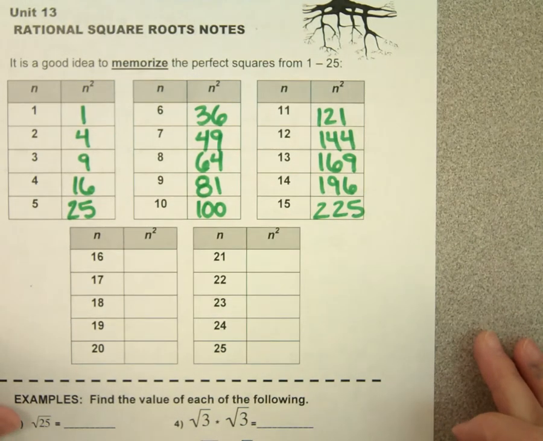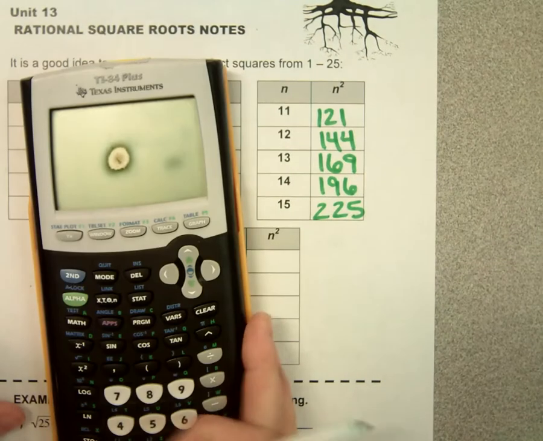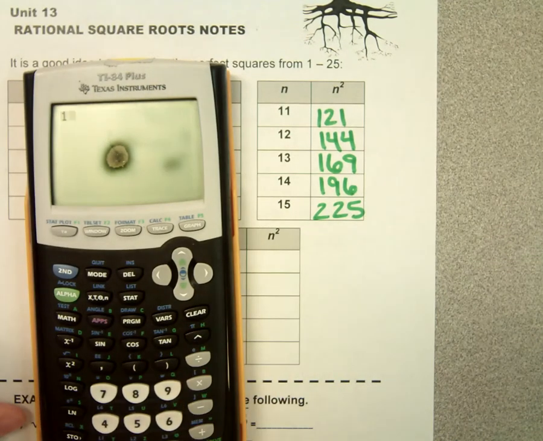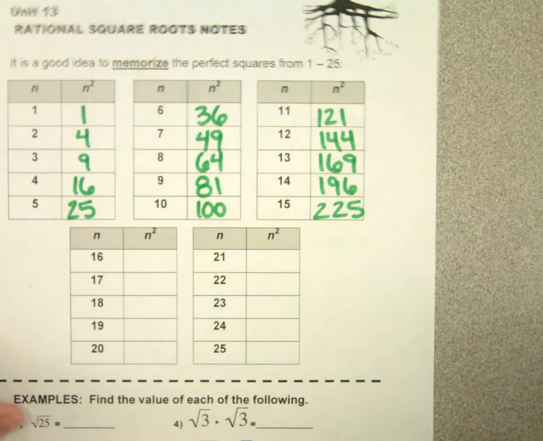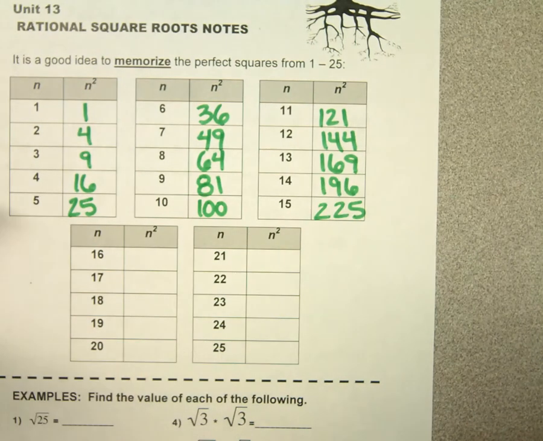If I showed you 14 squared, or 14 times 14, however you want to put it in your calculator, you get 196. So I would like you to know to the 15. I don't care that you know to 25.